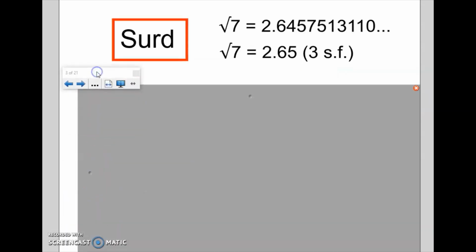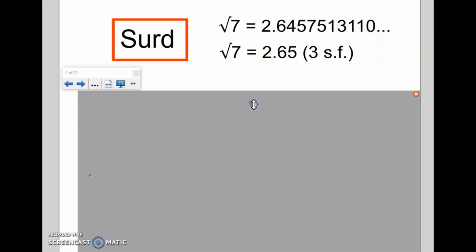Okay, so from the first slide, the square root of 7, if we put that into the calculator, would give us 2.645751 and so on, which we could round to 3 significant figures. As soon as we round it and get this answer, we have lost the accuracy of what root 7 actually is. We've lost this bit of the decimal, and of course that continues further than the digits I've included on the screen. So what is a surd?